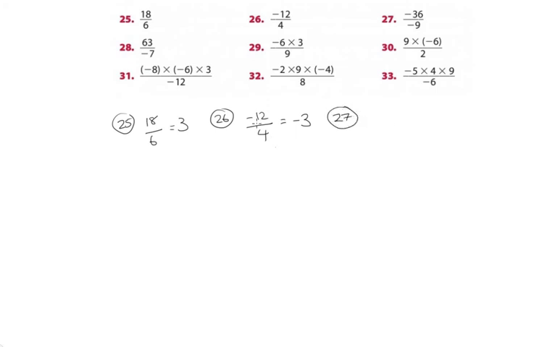So it's kind of like these signs are different, and we end up with a negative, just like the multiplication. Now 27, we have minus 36 divided by minus 9. So we have a negative and a negative. The signs are the same, so we're going to get a positive answer. So minus 9 goes into minus 36 4 times. If I multiplied minus 9 by 4, I would get minus 36. And that's the answers to your homework.